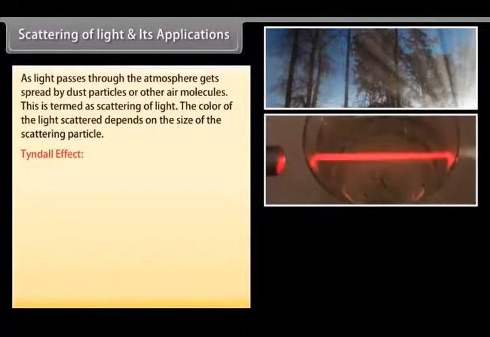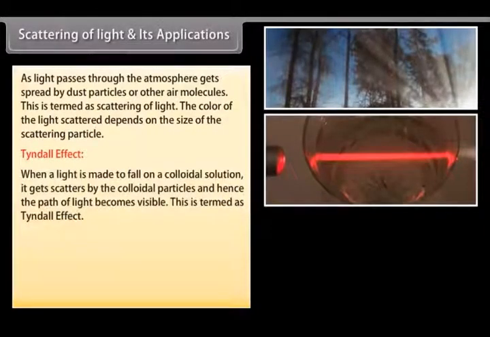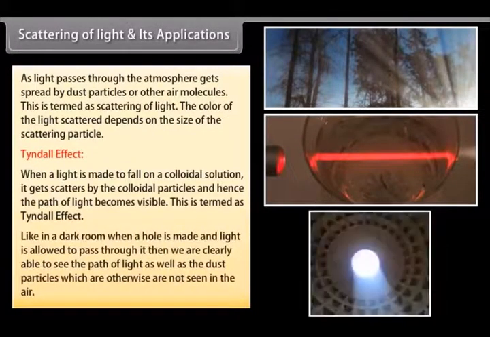Tyndall effect. When light is made to fall on a colloidal solution, it gets scattered by the colloidal particles and hence the path of light becomes visible. This is termed as the Tyndall effect. Like in a dark room, when a hole is made and light is allowed to pass through it, then we are clearly able to see the path of light as well as the dust particles which otherwise are not seen in the air.